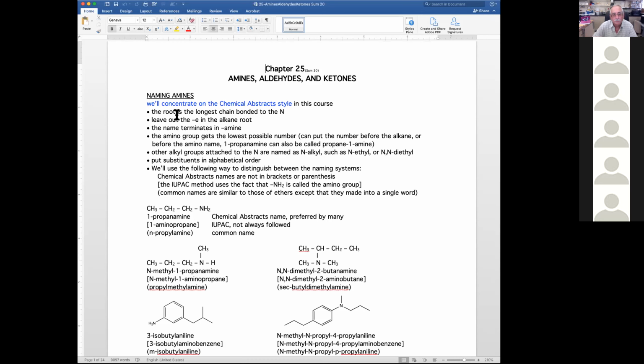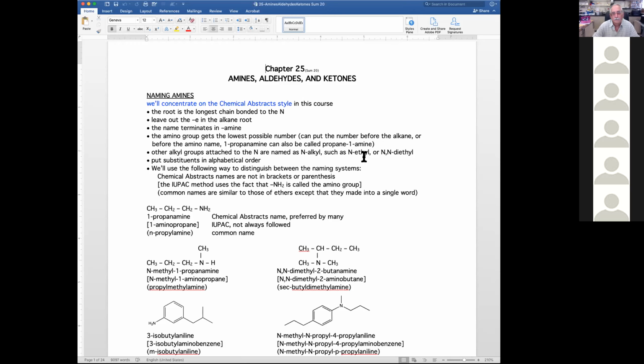Again, the root is the longest chain that's bonded to the nitrogen. Leave out the E, terminate in amine, and then the amino group, the NH2 I should say, gets the lowest possible number. So if you look at 1-propanamine, what does that mean? That means propane with an amino group on the number 1 carbon. But similar to what we did with alcohols, you can also say propane-1-amine.